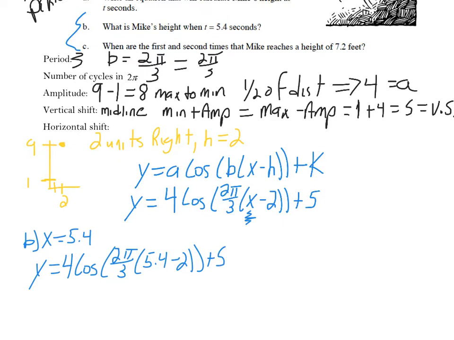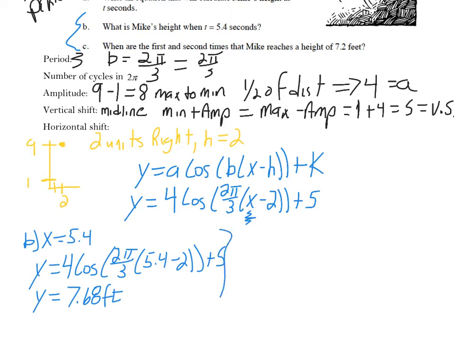plus 5. I would recommend you take all that, type it in your calculator, but make sure your calculator is in degree mode. You type all that in, you hit equal, and you get 7.677, let's call it 7.68 feet. So after 5.4 seconds, Mike is 7.68 feet in the air.